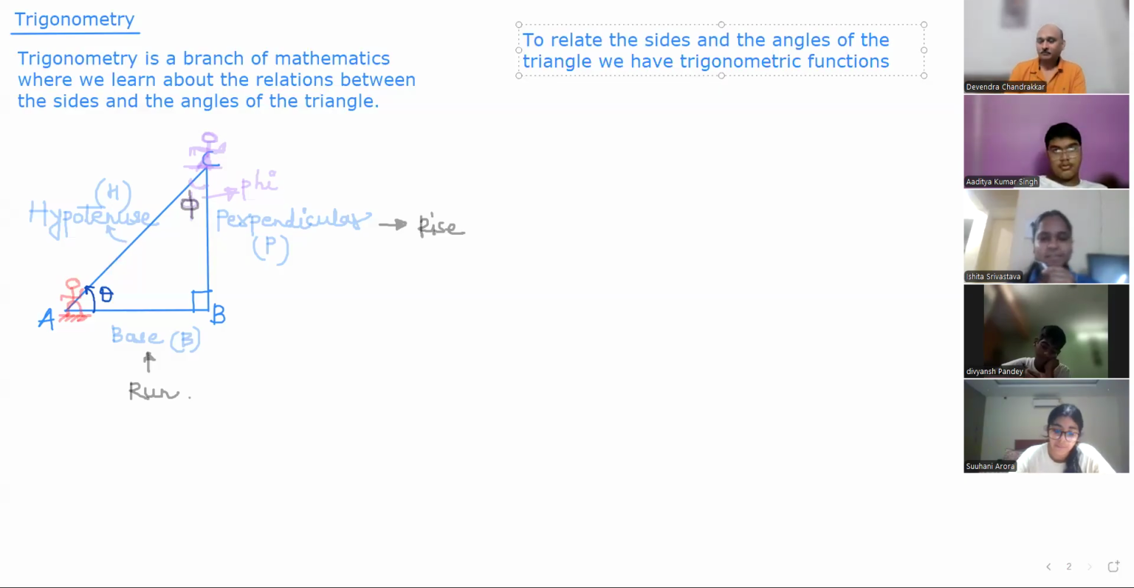Functions can be like the properties of the triangle or angle, some property or something like that. What do you understand by the meaning of function in English?